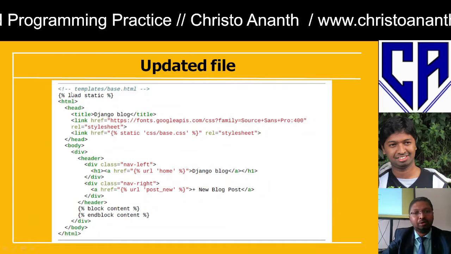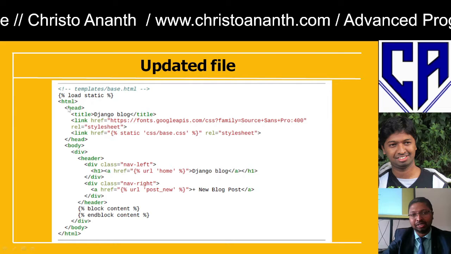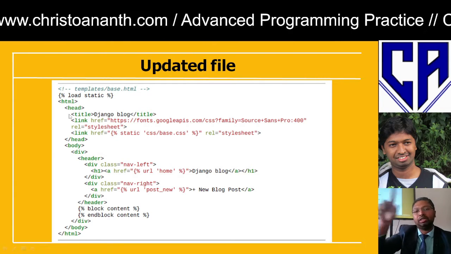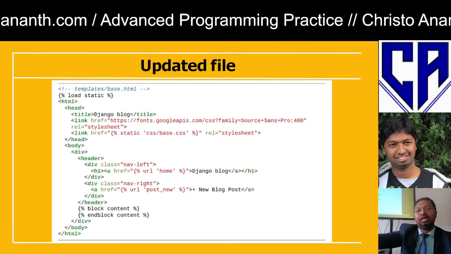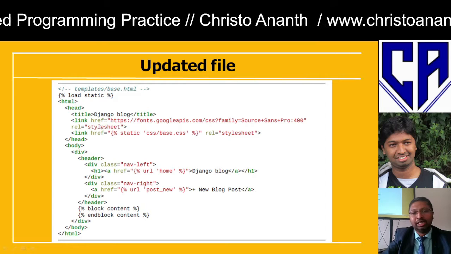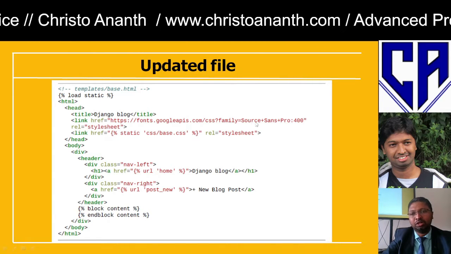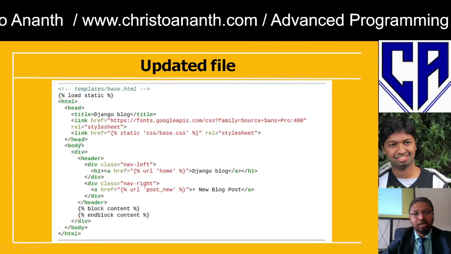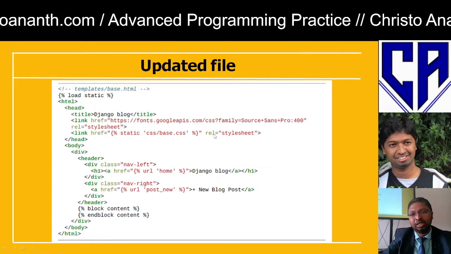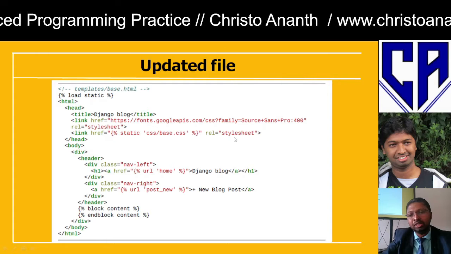Here we will have templates/base.html with load static. We have HTML tags, so you know about it. We have the head tag, and in the browser window, the title will be Django blog. Then link href is equal to fonts.googleapis.com, which is what you are going to point to, and the link href is equal to static css/base.css with rel equal to stylesheet.